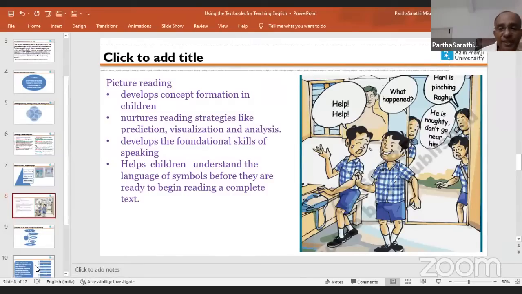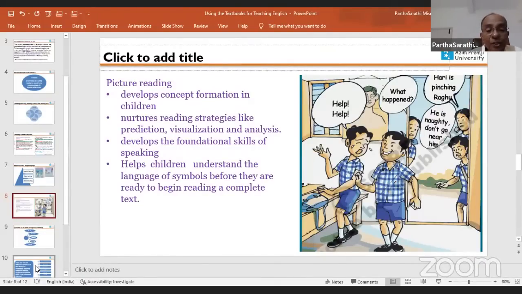Then next is reasoning. Ask children to think about the picture and guess. For example, why is the child in the picture crying? If there's a picture of a child crying. Why is the boy climbing the tree? That will develop the thinking skill. And while developing a thinking skill, it will help them to acquire the language, the linguistic skill also.